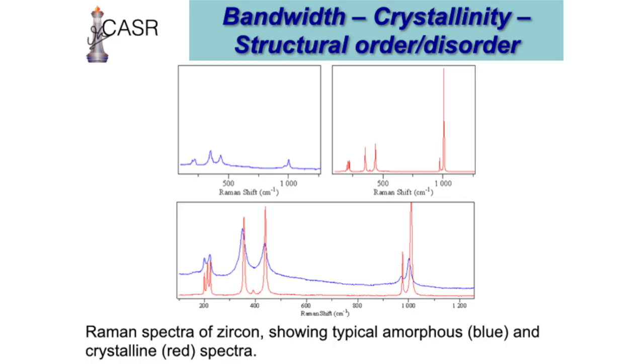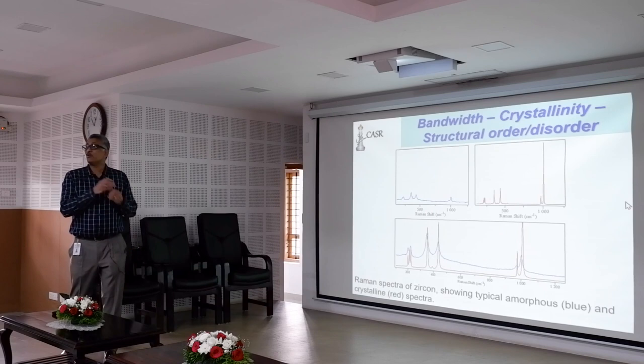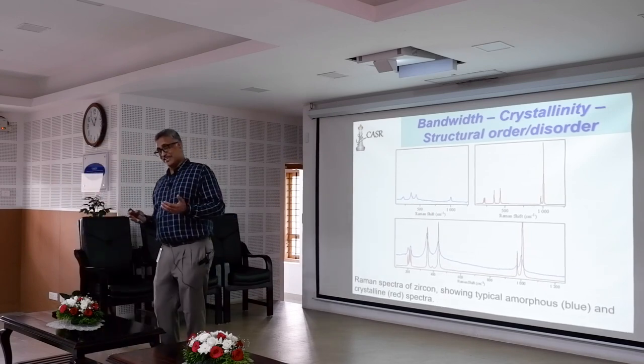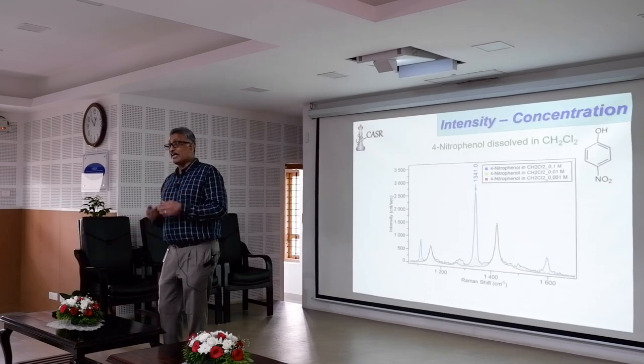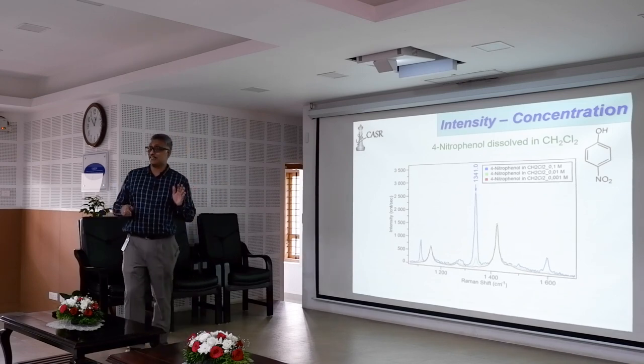In fact, another use is to find out whether a material is crystalline or not. Crystalline peaks, as in X-ray, would be sharp, whereas if it is amorphous, it will be broad, right? Same way in Raman, you can see that this is amorphous, this is crystalline. By looking at the Raman spectra, you can say whether your material is amorphous or crystalline. So easy. Similarly, I can find out if I have a solution and a solute, and how much is the solution and solute without doing anything else.